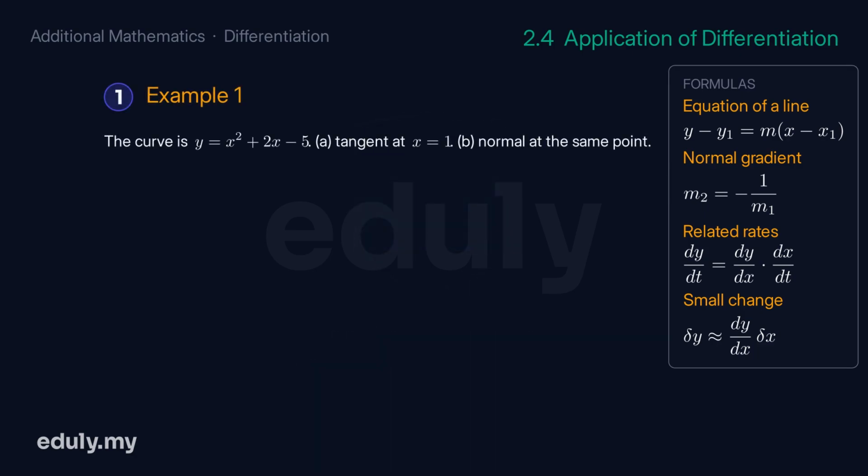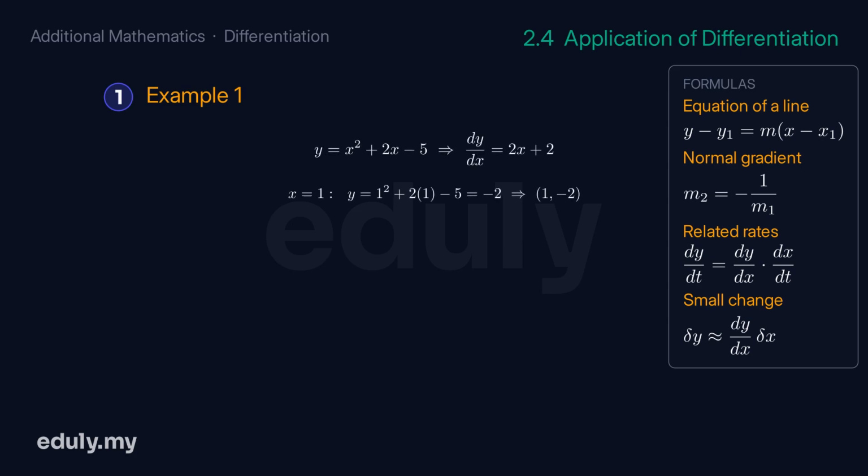Curve y equals x squared plus 2x minus 5. Tangent at x equals 1, then the normal. Differentiate. dy/dx equals 2x plus 2. Using the original curve at x equals 1, y equals negative 2. Substitute x equals 1 for the gradient, the number from the tangent beat. Plug the point and gradient into y minus y1 equals m times x minus x1. y equals 4x minus 6.